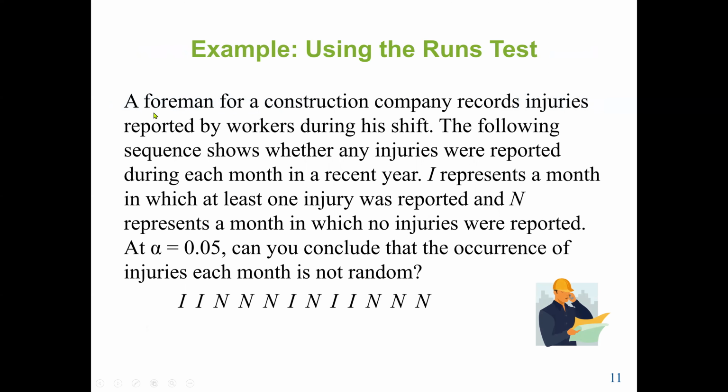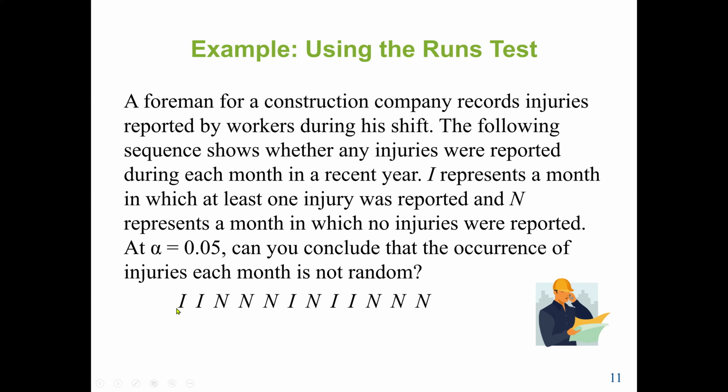So the example here is a foreman for a construction company who records injuries reported by workers during his shift. The following sequence shows whether any injuries were reported during each month in a recent year. I represents a month in which at least one injury was reported, and N represents a month in which no injury was reported. At alpha equal to 0.05, can you conclude that the occurrence of injury each month is not random?